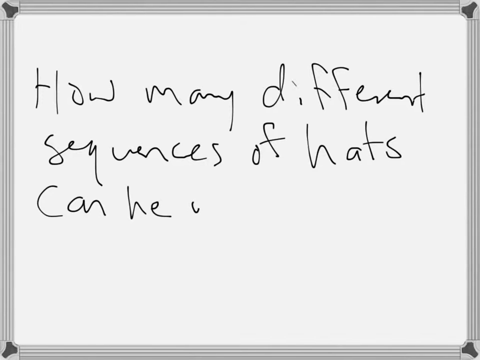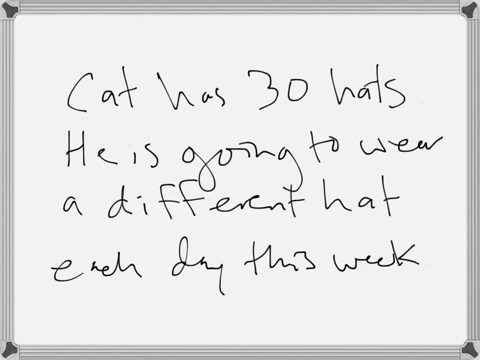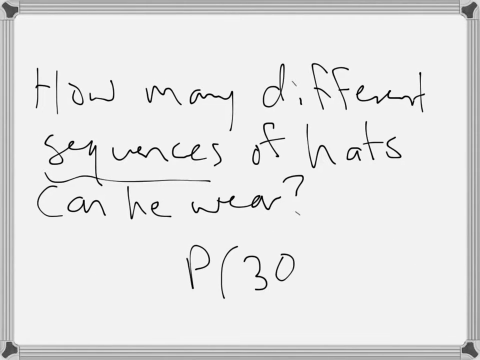Okay? The key thing is that that's a permutation, not a combination. Okay? Because I wrote sequences of hats. So that would be P. See, there's 30 hats, right? So P 30, 7, right? In a week.